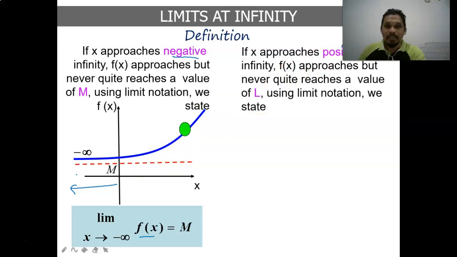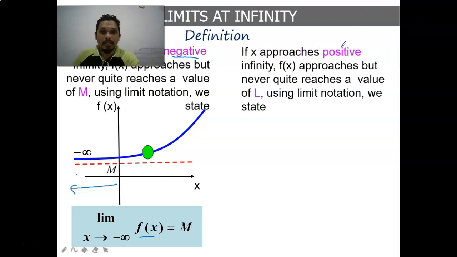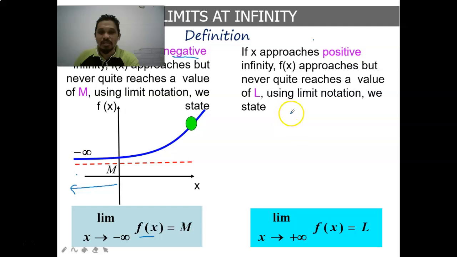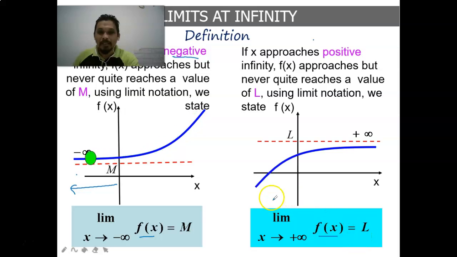Then if x approaches positive infinity, f(x) approaches but never quite reaches a value of L. Using limit notation, we state that the limit as x approaches positive infinity of f(x) equals L. Okay, so look at here, the graph is moving towards the value of y equals L when x approaches positive infinity.